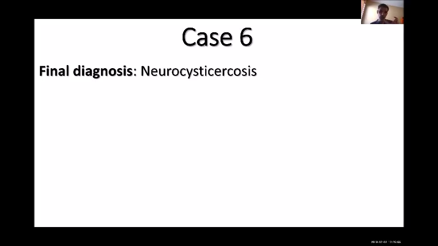Okay, so remember, don't give a diagnosis, just describe. If you describe, you will reach the diagnosis, even if you don't know. Just put a differential diagnosis. From the x-ray, you won't be able to say this is Neurocysticercosis, but if you add the history to it, you can.